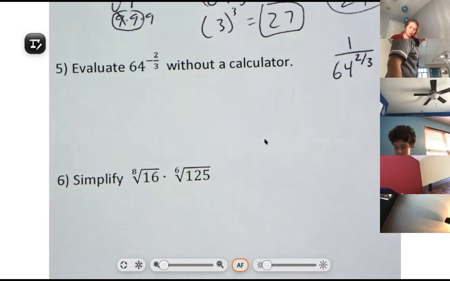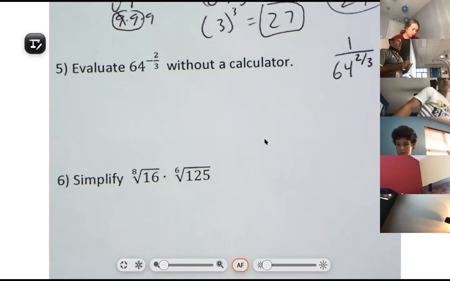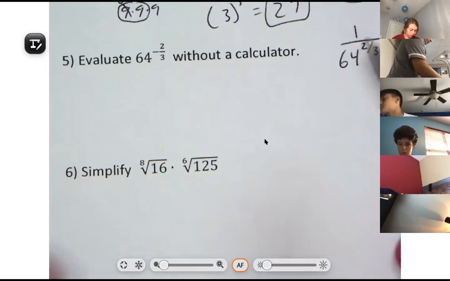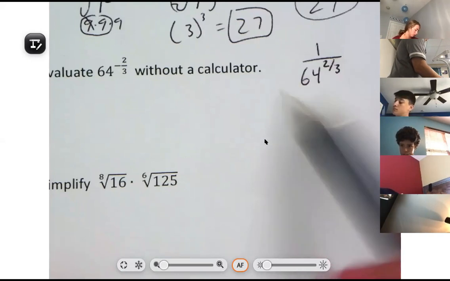All right. Did you get an answer? What'd you get? 1/16 is correct. So step one, make that exponent positive. Make that exponent positive, make your life a whole lot easier. Now all the work is going to be done in the denominator here. We're still going to have a one on top.